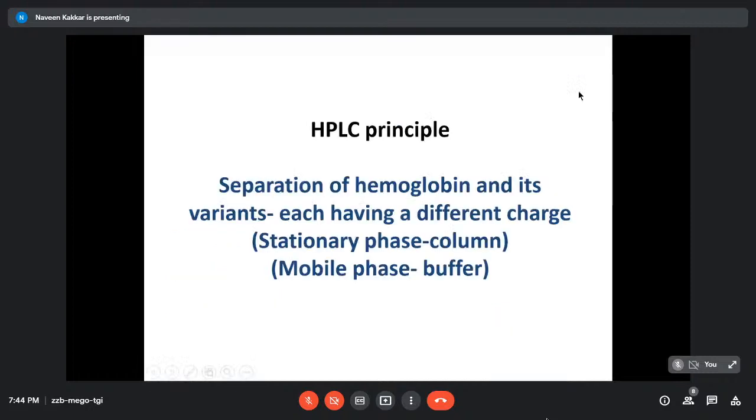So what's the principle of HPLC? It is separation of hemoglobin and its variants, each having a different charge. When we say hemoglobin, we know this hemoglobin breaks down into different parts, A, A2 and F, and other variants if there are, and each carries a different charge. They then bind to a stationary phase, which is the column. I'll show you pictures of that. And you have a mobile phase, which is a buffer, which then competes for the binding sites in the stationary column.